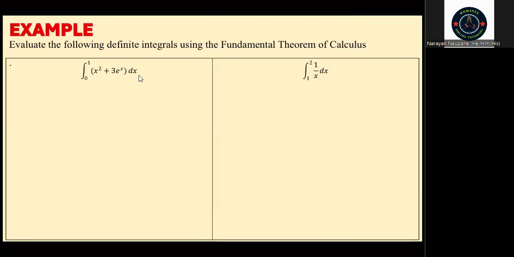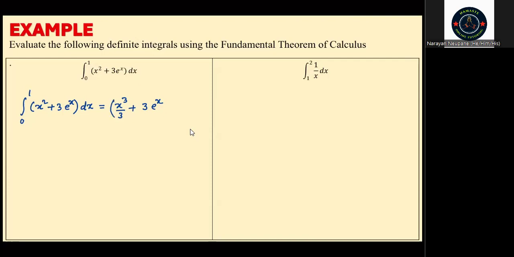So in order to integrate this, 0 through 1, x squared plus 3 times e to the power x dx, this is equal to... In order to integrate x squared, we use the power rule. That means we increase the power by 1 and divide by the new power. So that will be x cubed over 3 plus, to integrate the second one, e to the power x is multiplied by 3. So 3 is a constant multiple, so we keep it as it is. And the integration of e raised to x is e raised to x, because the derivative of e to the power x is e to the power x. So the integration will also be the same.